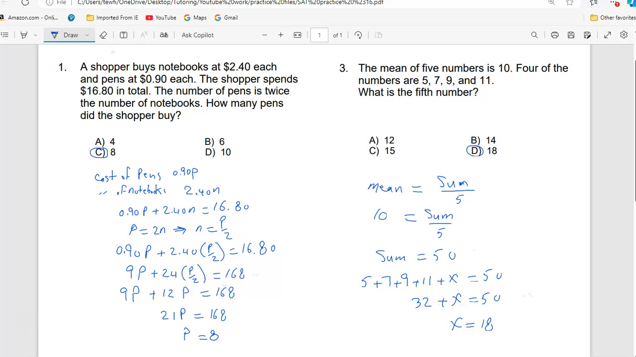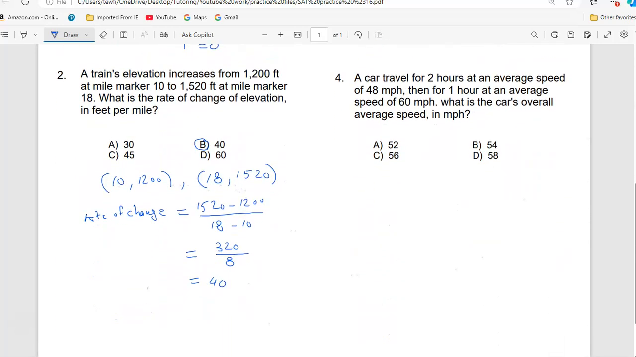Alright, so let's go to the last one here, number 4. You can give it a try. You can stop the video and try it. For this one, a car travels for 2 hours at an average speed of 48 miles per hour, then for 1 hour at an average speed of 60 miles per hour. What is the car's overall average speed?